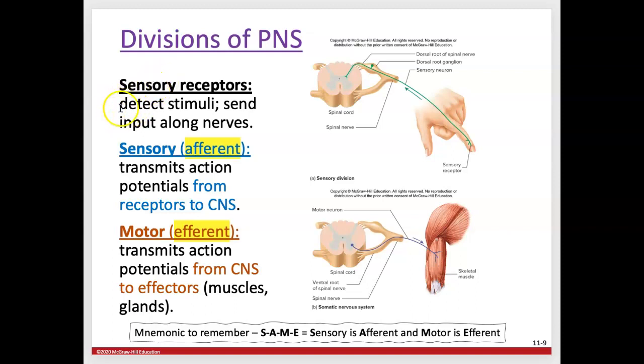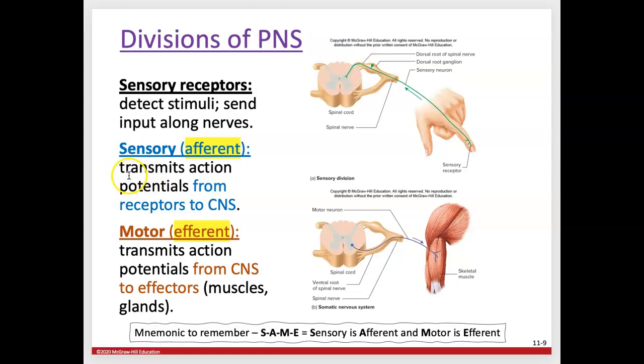Sensory receptors are what detect the stimuli, and those can be in the skin, in the eyes, the nose, the ears, and so on. Anywhere that you have the ability to sense something is where you're going to have sensory receptors, at least in this relationship that we're talking about, the PNS. And those sensory receptors are connected to the sensory neurons. That sensory or afferent neuron is going to carry whatever stimuli you picked up with the receptor back to the spinal cord.